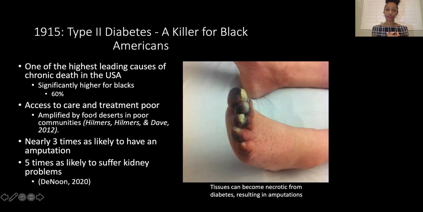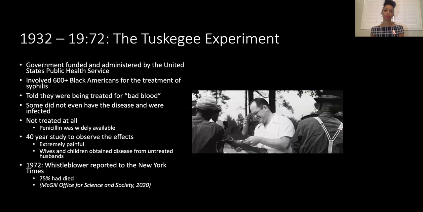And if you are in renal failure, then you have to go for kidney dialysis, which is not only expensive but time consuming, and then throw in the transportation issues or the access or lack thereof to clinics that are close by, and the money it costs and gas to get there. And we see just a massive disparity with type 2 diabetes as well.